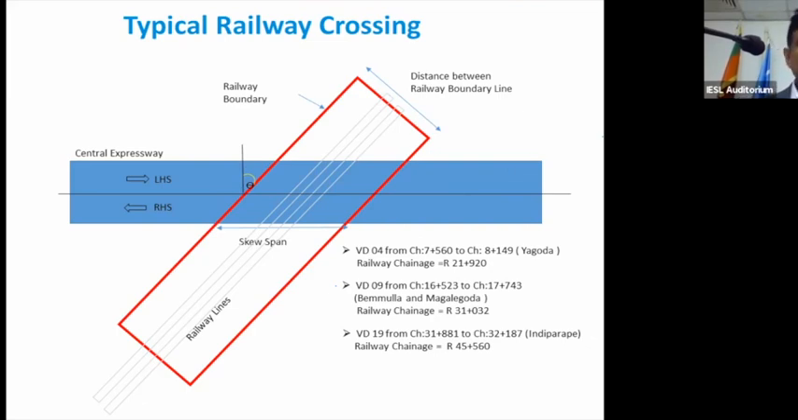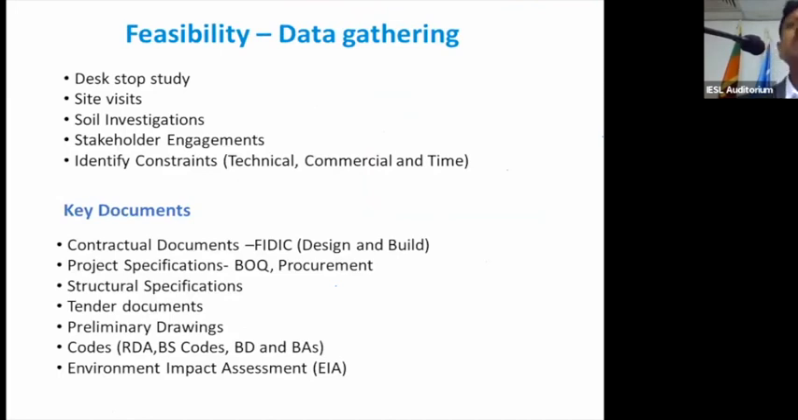How do you go about it? First thing, as I said, feasibility study and data gathering. You must do that. You need a desktop study. Obviously, you need to go to site and see what the conditions are. So myself and the people who work under me all went there, with the contractor, of course, and saw the site to understand the constraints, just to get a feel of the site. Then you start talking to the stakeholders, which I'll come back to in a minute. The important thing of this exercise is to identify the requirements: technical, commercial, and time.